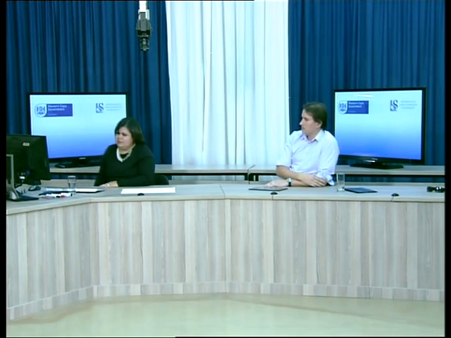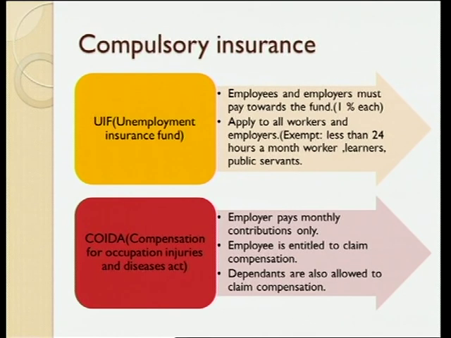Okay, these are the two compulsory insurances that we're going to quickly go over. We haven't got much time. So the one is the Unemployment Insurance Fund, and the other is COIDA, which is the Compensation for Occupational Injuries and Disease Act. Unemployment: if I become unemployed, there is a fund that helps me through those tough times. That is UIF. The other one is COIDA.